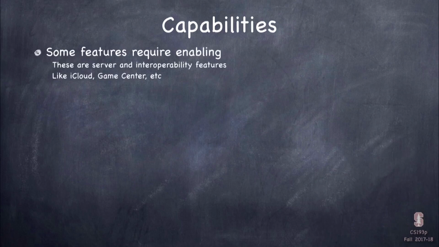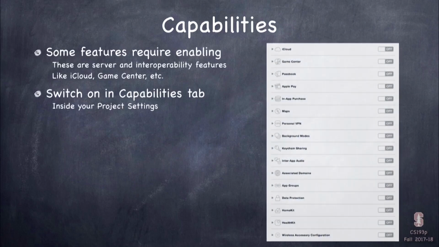And finally, we have capabilities. We talked about this with CloudKit. There are certain things that to use them, you have to turn them on. Okay? This capabilities tab inside of your project settings, like this. Some of these things require servers, like Apple Pay and iCloud and Game Center. Some don't, like Maps and Inter-App Audio, HomeKit, none of those do.